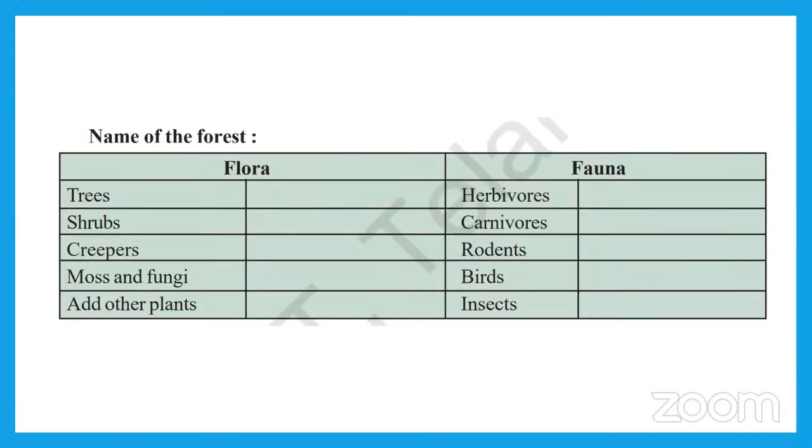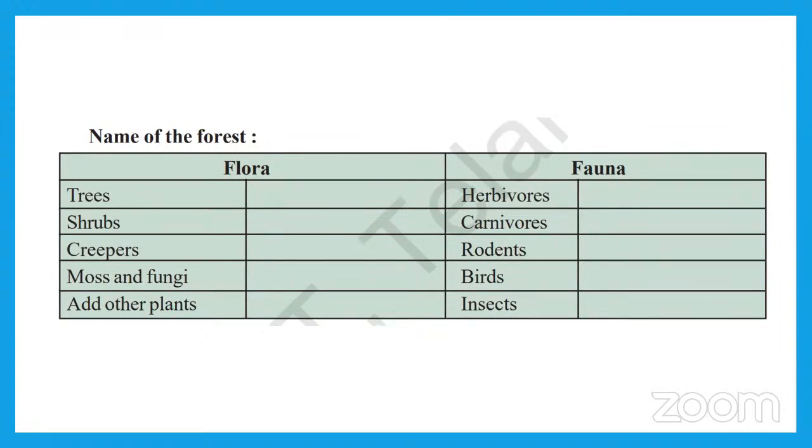Here one interesting data is given: flora and fauna. What is the flora observed in the forest ecosystem? Flora means trees. Trees means larger ones like neem, tamarind, like that. Shrubs. Shrubs means some like hibiscus. Hibiscus, rose we call as shrubs. The creepers. Creepers means cucumber, bottle gourd, like that.